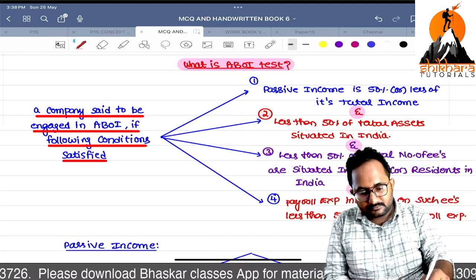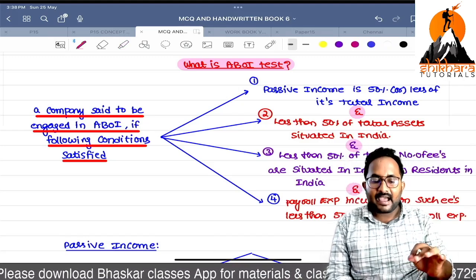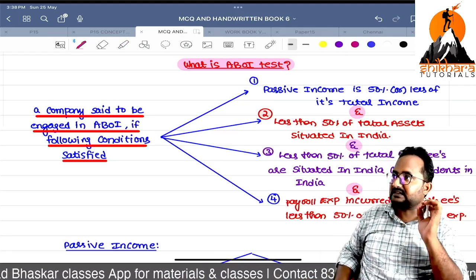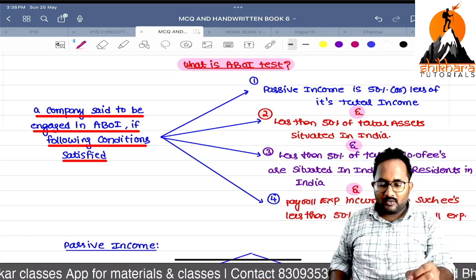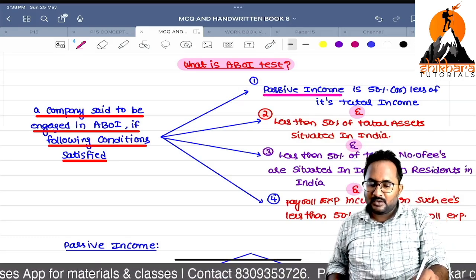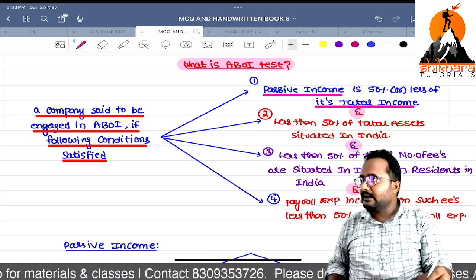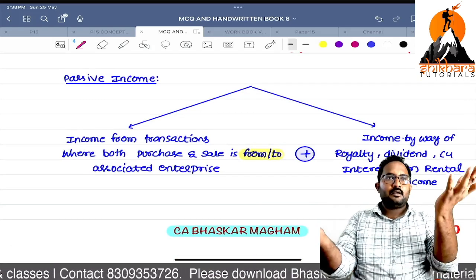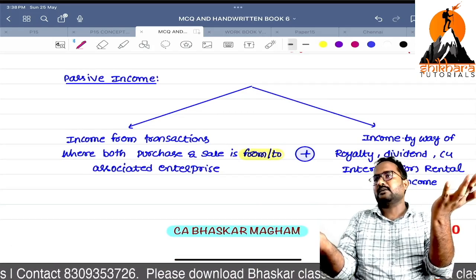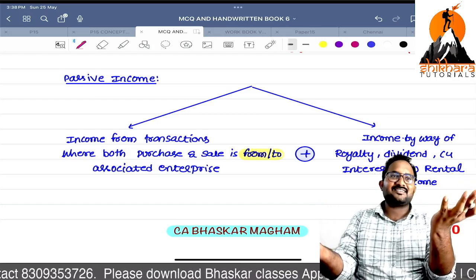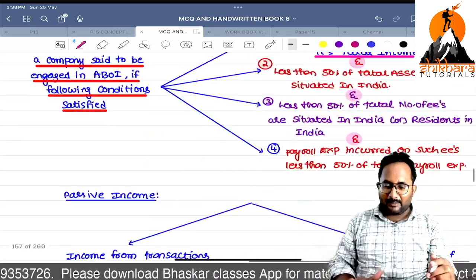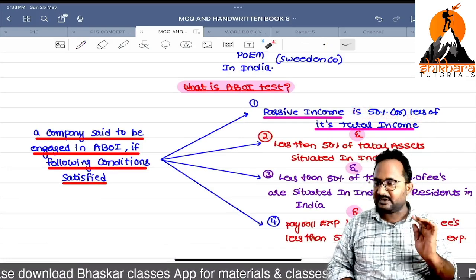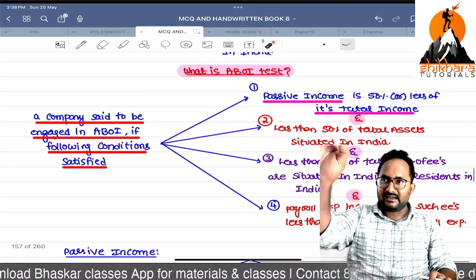First condition: passive income is 50% or less than 50% of total income. Now, we have to learn what passive income means. Total income you can identify easily, but the meaning of passive income is important here. Compare passive income with total income. You have to compare these two things. If it is less than or equal to 50%, then we can say one condition is satisfied.